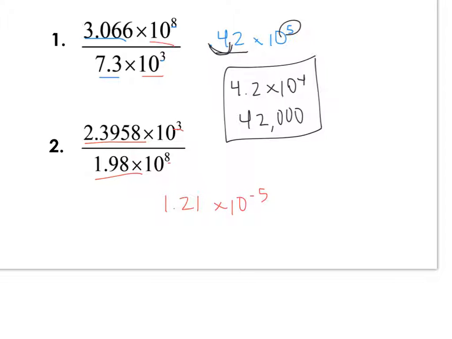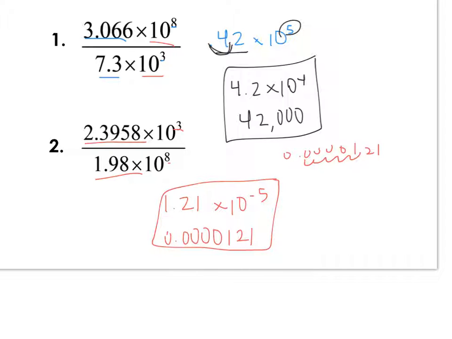And then writing this out in standard form, if I have 1.21, 5 places to the left, 2, 3, 4, 5 will give me 4 zeros in front. So 0.0000121. And that would be my final answer then for the second example.